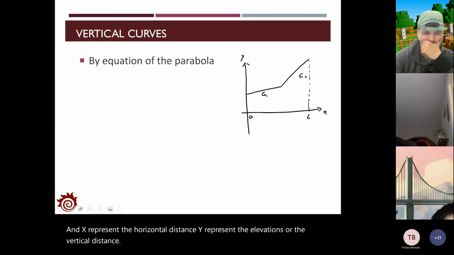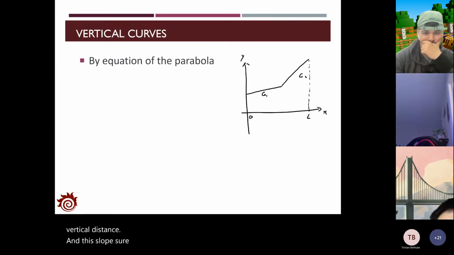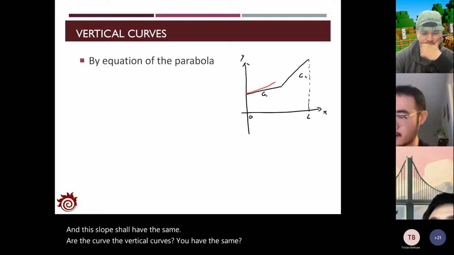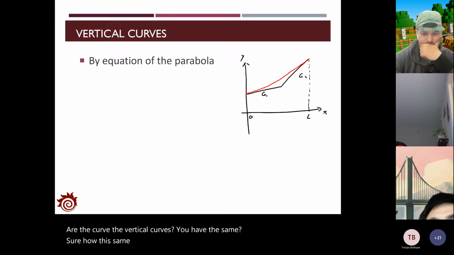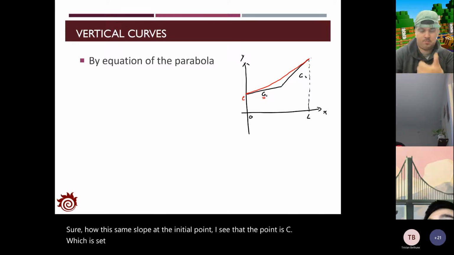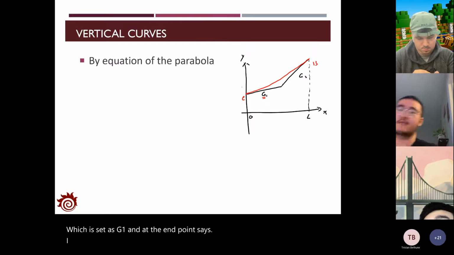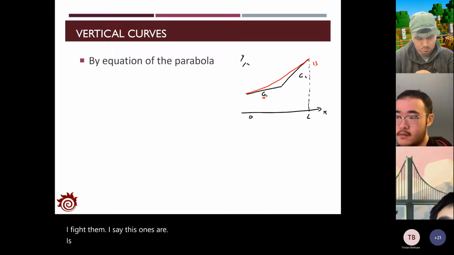And the vertical curve should have the same slope at the initial point. I say that the point is C, which is set as G1, and at the end point, for example, say this one is A.